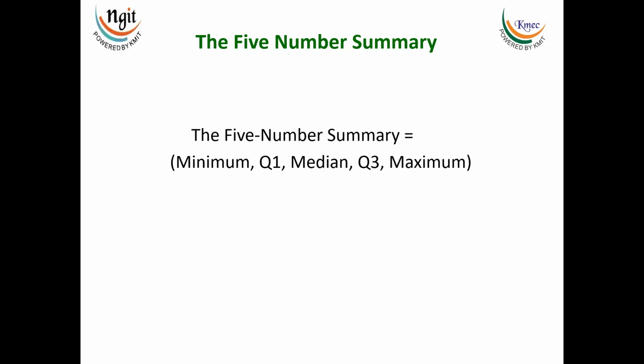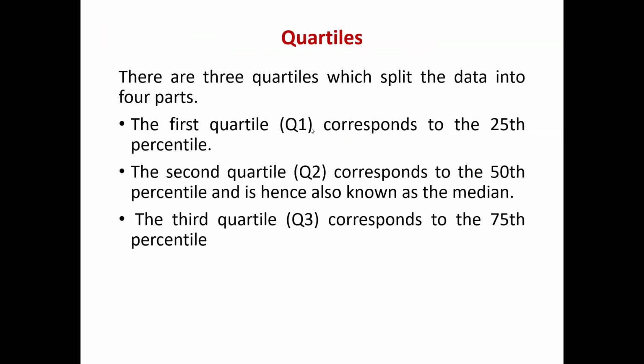Let us discuss how we are going to find this minimum value, Q1, median, Q3, maximum in the given data set. Coming to the first concept, that is quartiles. There are three quartiles which split the data into four parts. Actually, why do we have to split the data set? Is there any requirement? Do we need these quartiles?